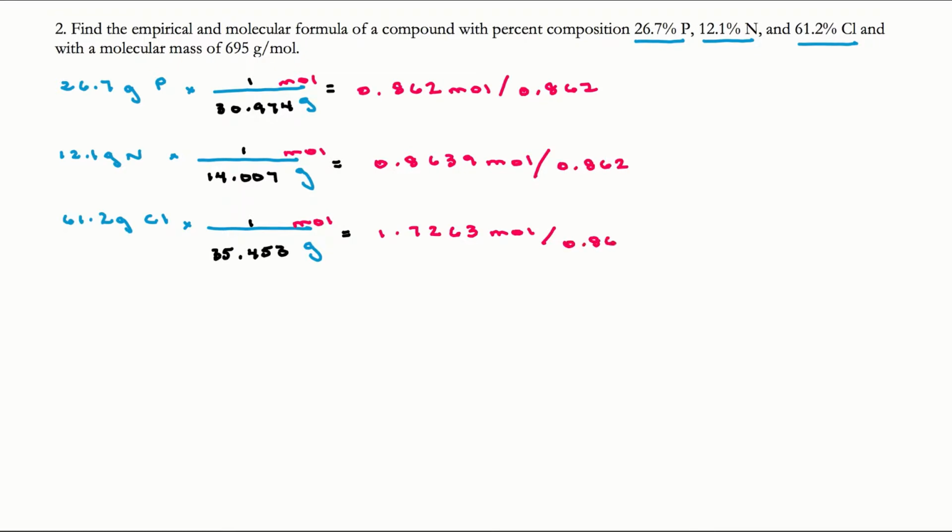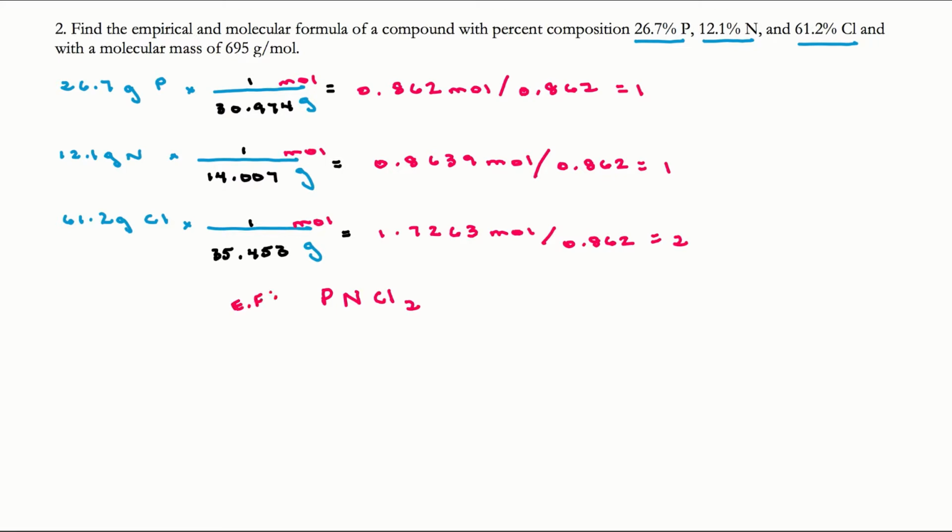Okay. So obviously for the first one, this is going to be 1 because I'm dividing by itself. If I take 0.8639 and divide by 0.862, I get 1.002, so I can safely assume that that's 1. 1.7263 divided by 0.862 gives me 2.003, so I'm safe assuming that that is 2. So what I end up getting is P1, N1, Cl, and my subscript is a 2. So that is my empirical formula.